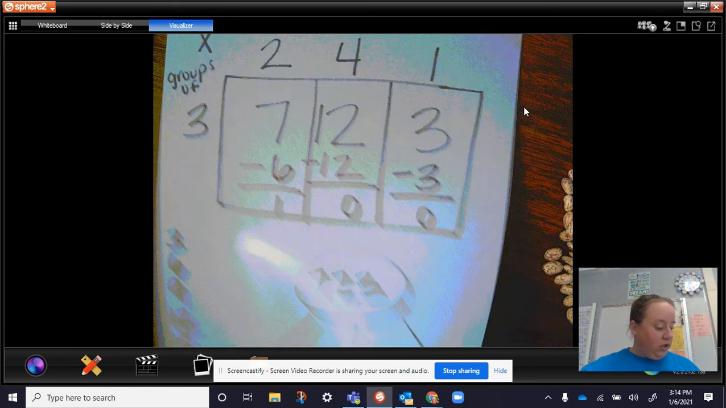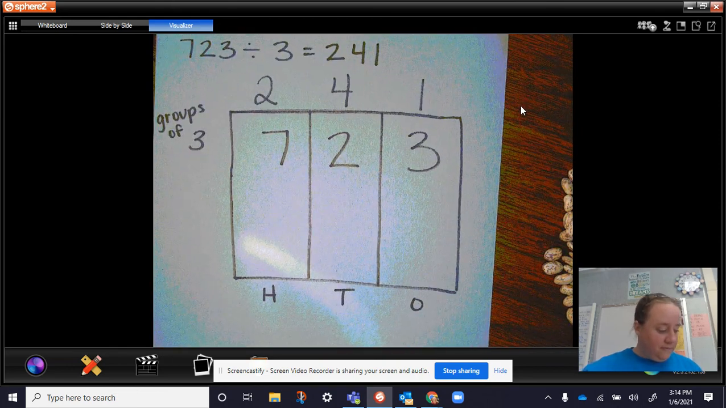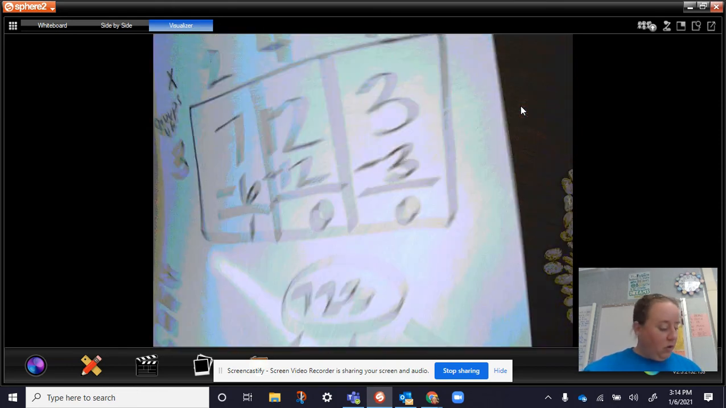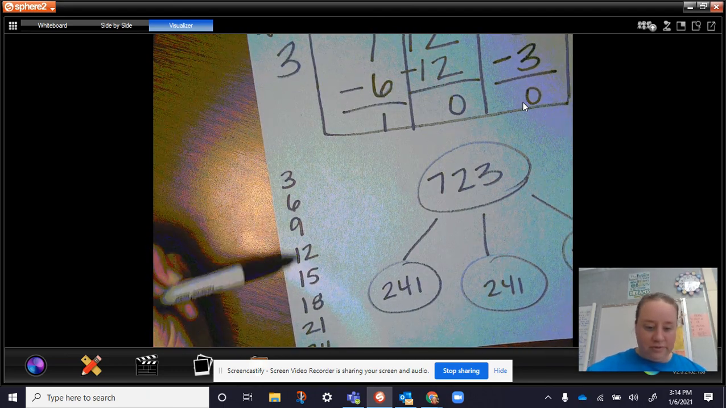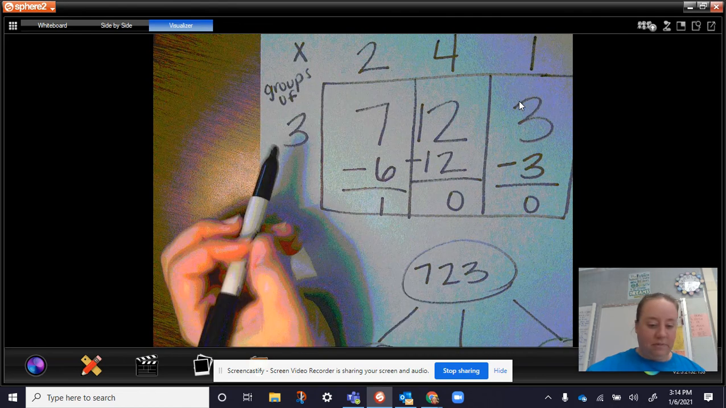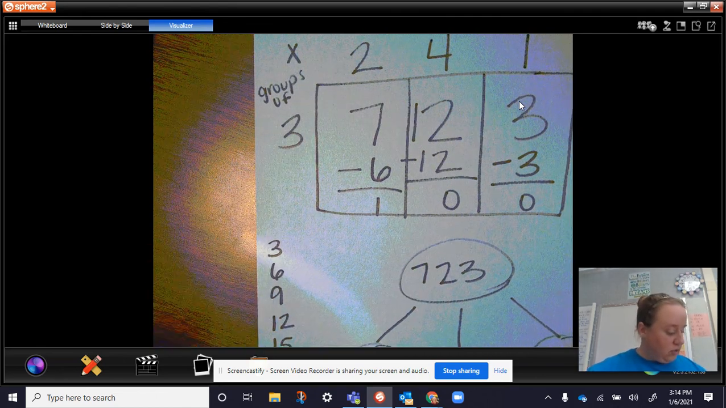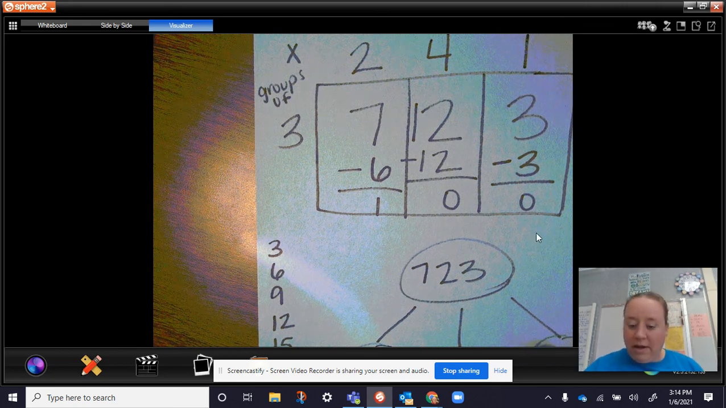So again, you can use manipulatives to help you make those groups, or you can use what you know with the multiples of whatever this number is that you have on the outside here. You use that to skip count and find those multiples and find the groups that way. All right, thanks for watching.